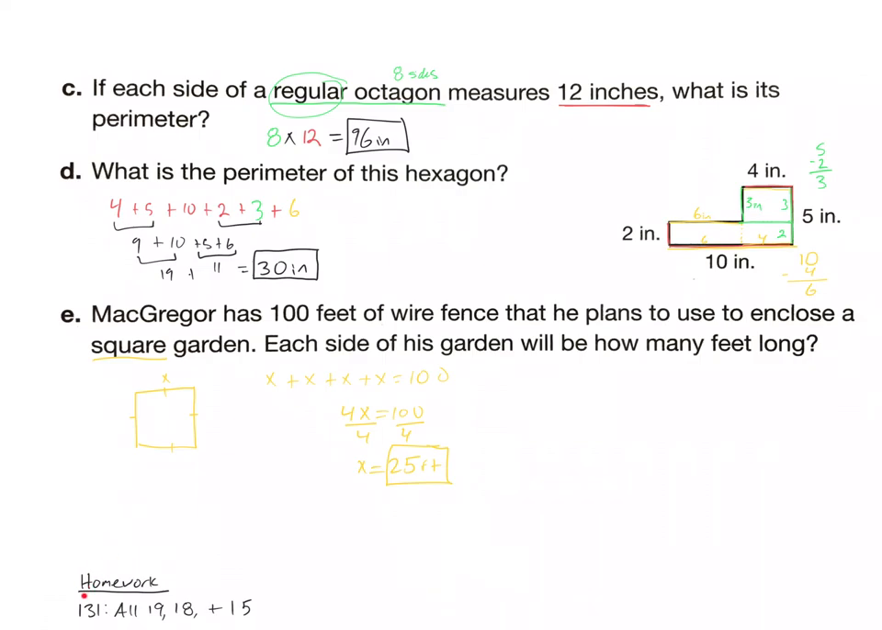Your homework, if you haven't noticed it, is on page 131. You're going to do all of the 19s, all of the 18s, and then 15 more of your choice.